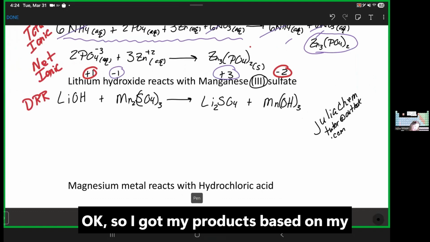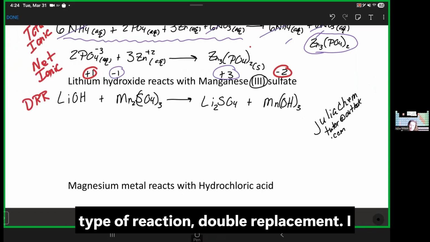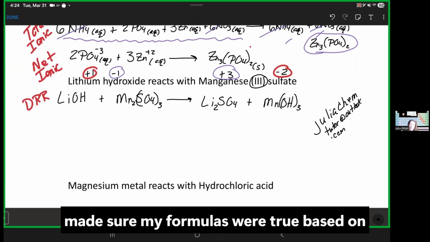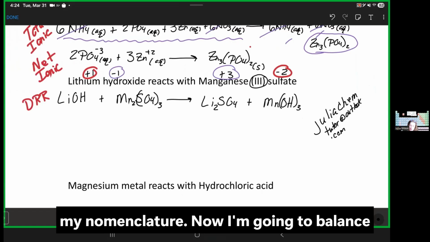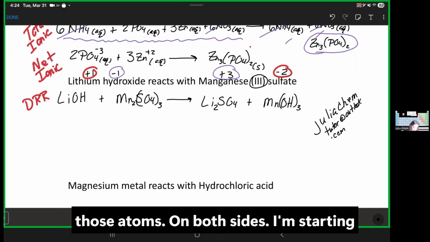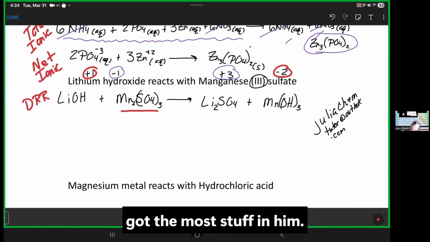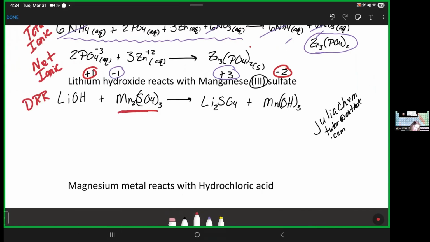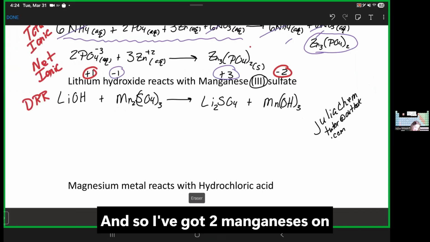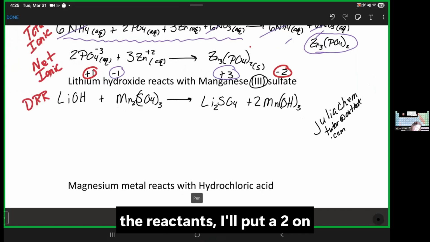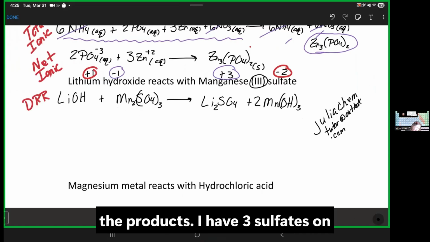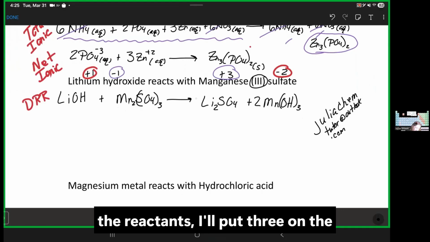I got my products based on my type of reaction, double replacement. I made sure my formulas were true based on my nomenclature. Now I'm going to balance those atoms on both sides. I'm starting with manganese sulfate, because I feel like it has the most stuff in it. I've got 2 manganeses on the reactants, so I'll put a 2 on the products. I have 3 sulfates on the reactants, so I'll put 3 on the products.